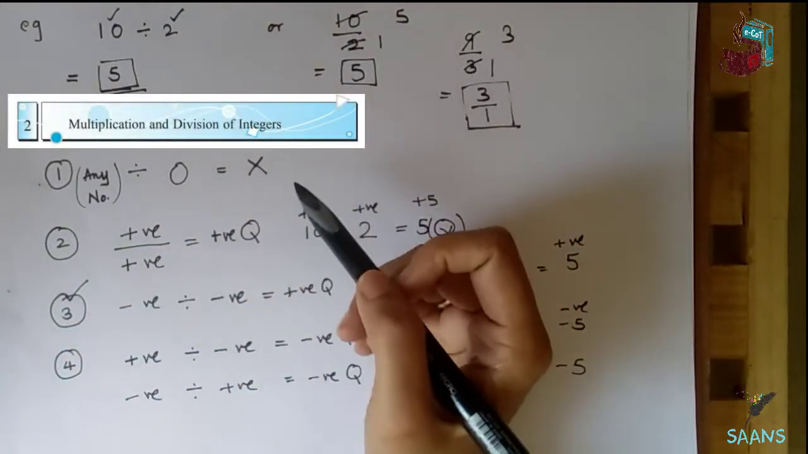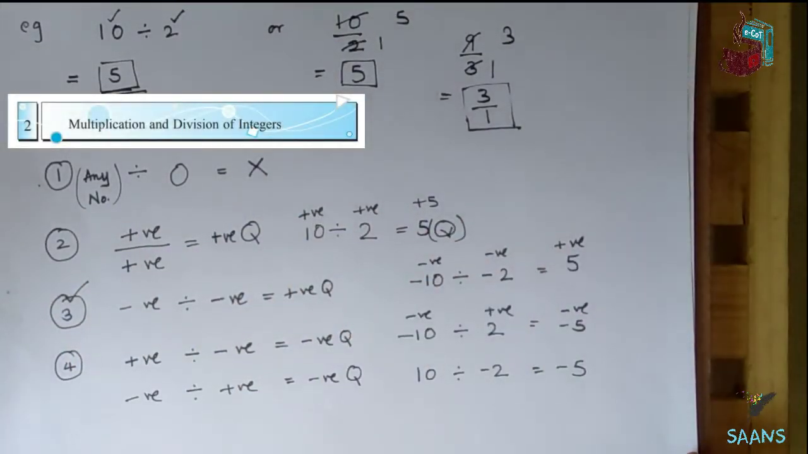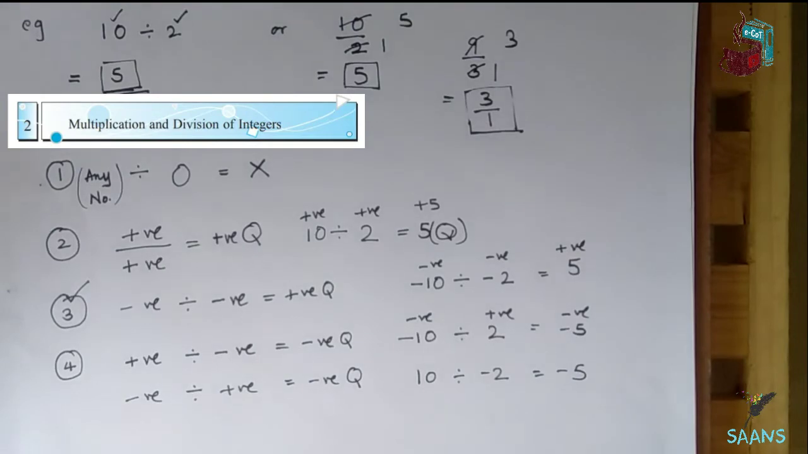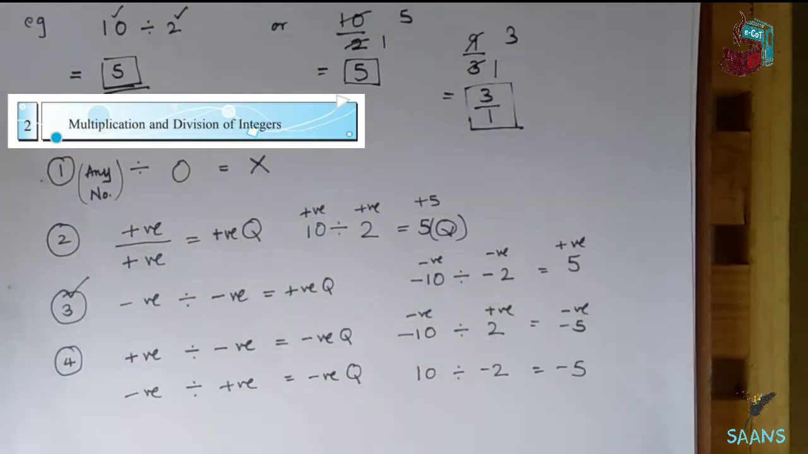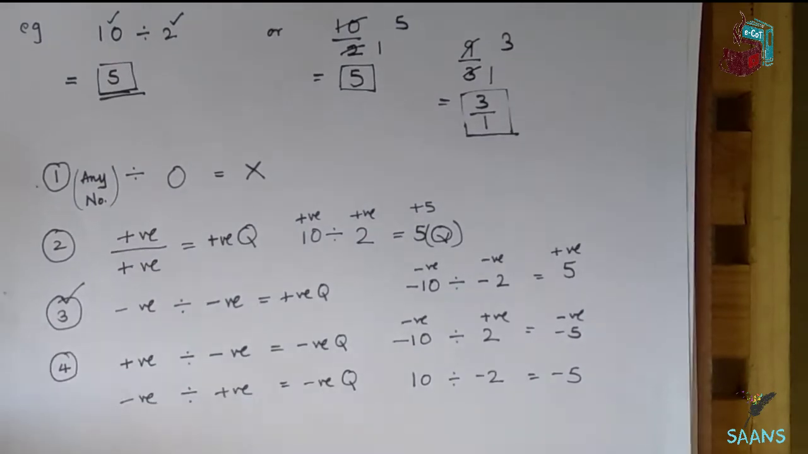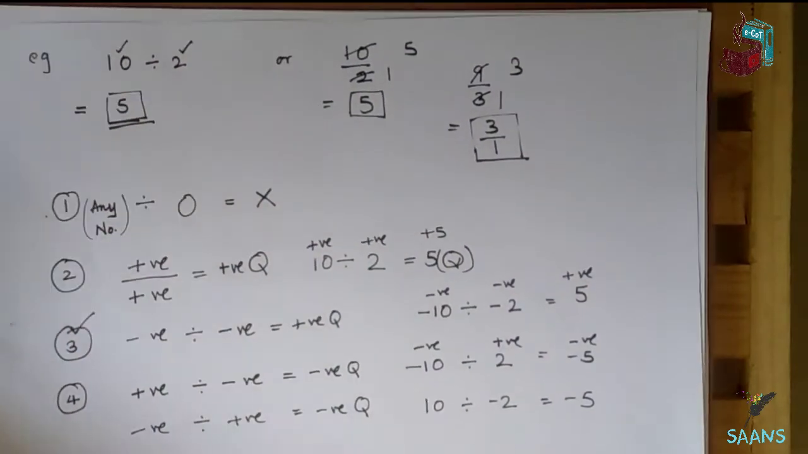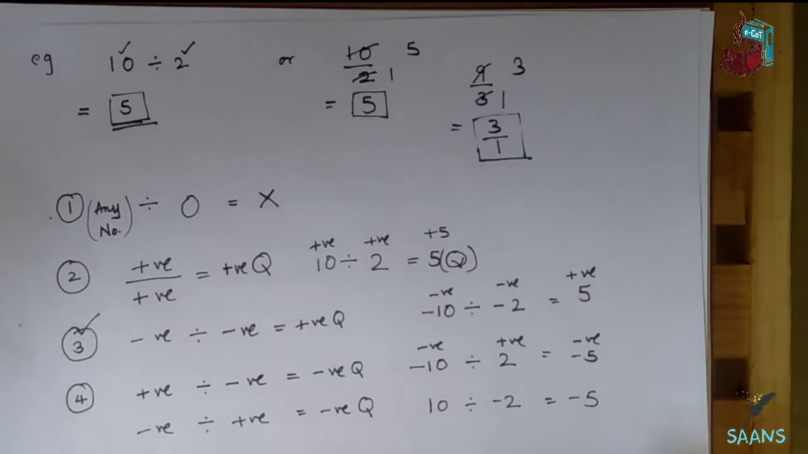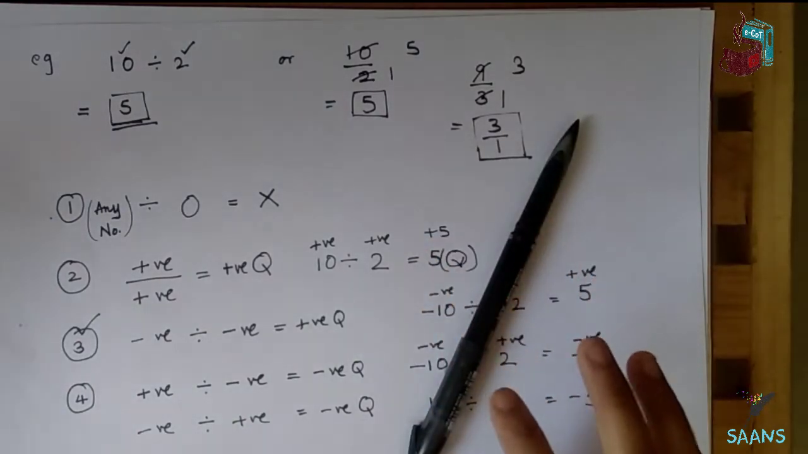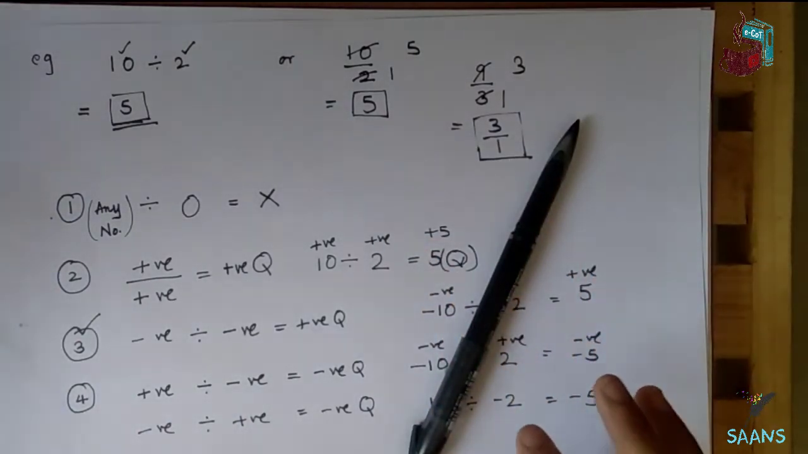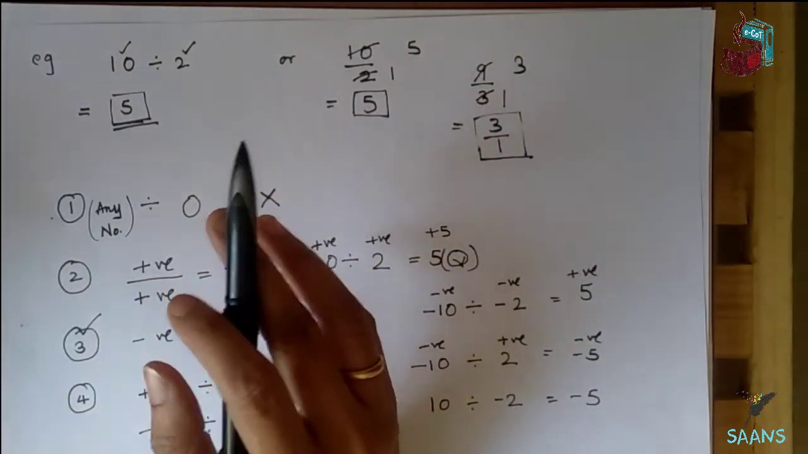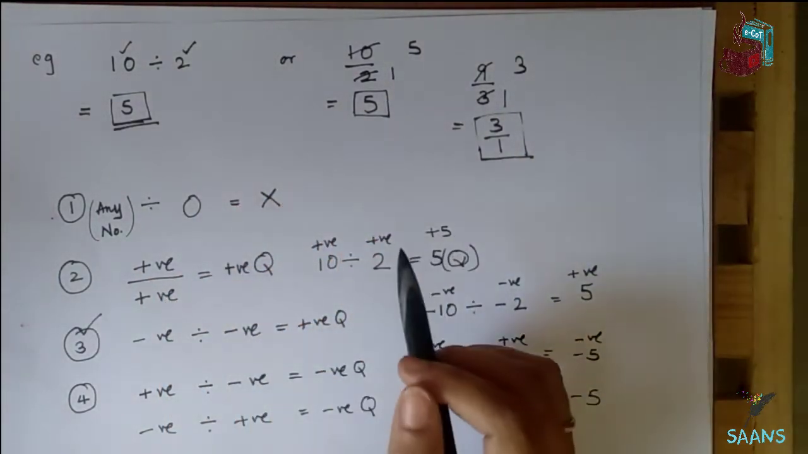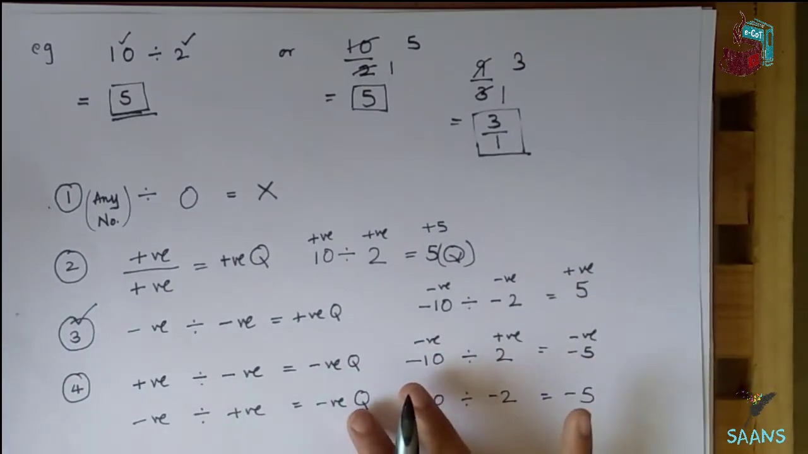So we're going to continue with part 3 for the chapter multiplication and division of integers for grade 7. It's a sincere request that please go and watch the remaining parts to understand this part well. This is just a glimpse of what we did in the previous part.